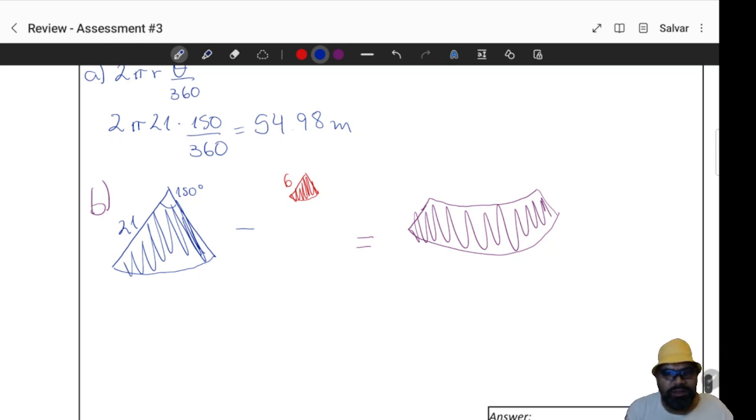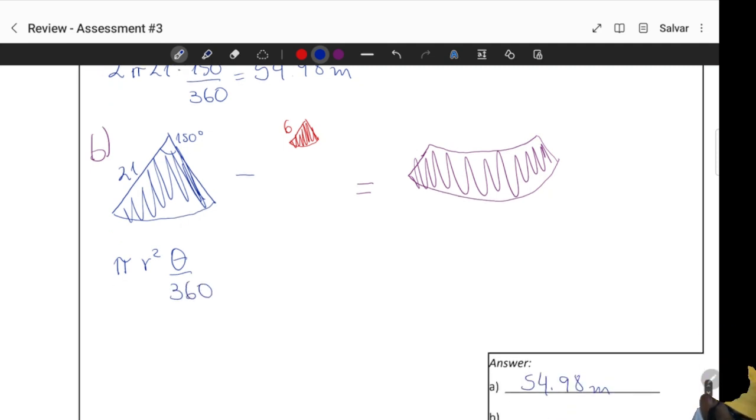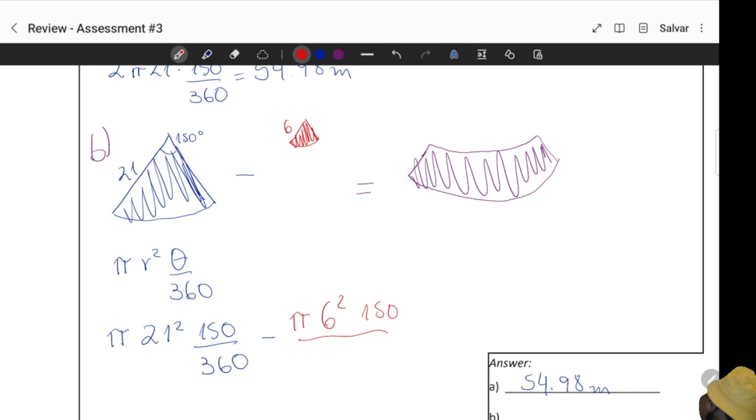What is the formula for everything? It's the sector area formula, which is pi radius squared times theta over 360. Let's substitute the things here. Pi radius squared is 21 squared, theta is 150 over 360, minus the second formula, which is pi radius squared, which is 6 squared, 150 over 360. That's it. Let's solve now.